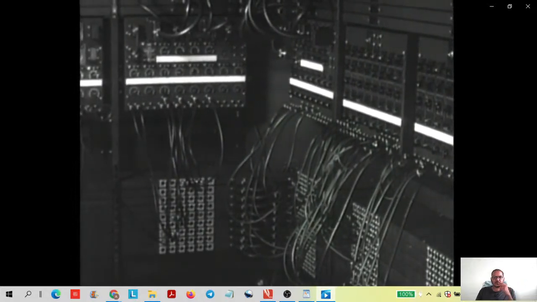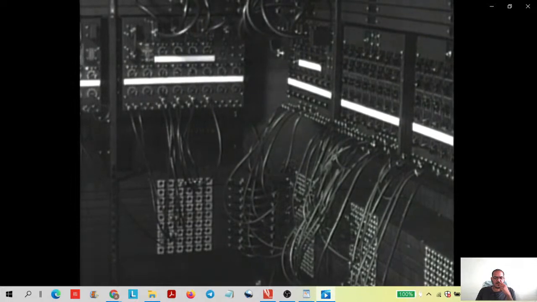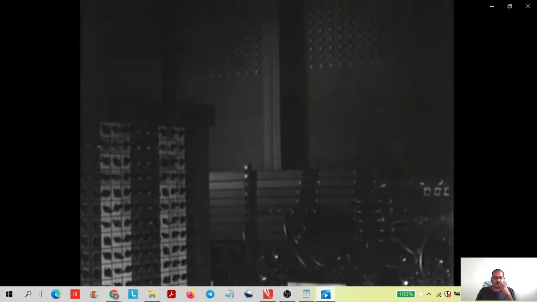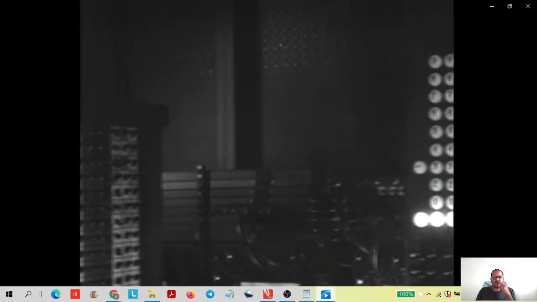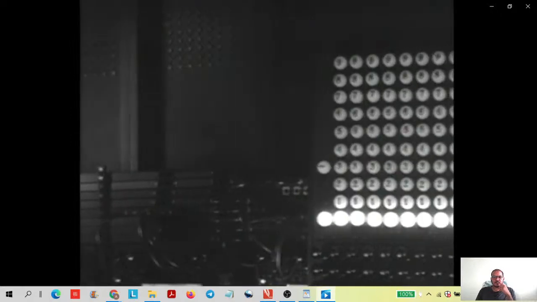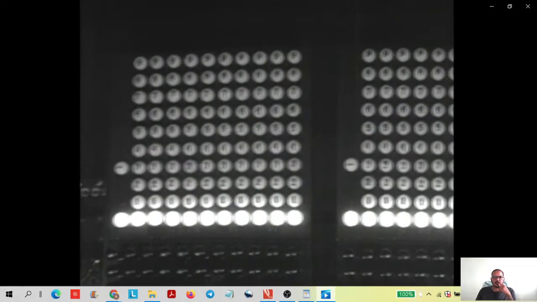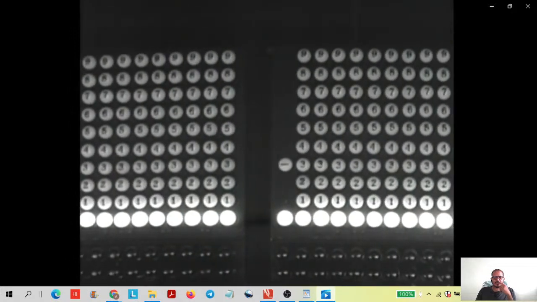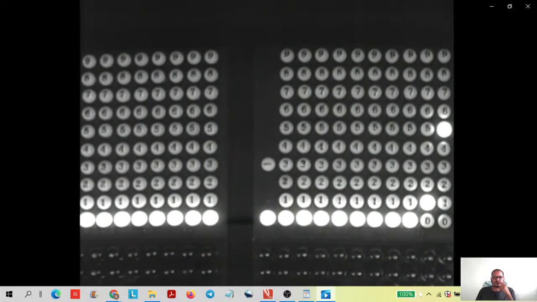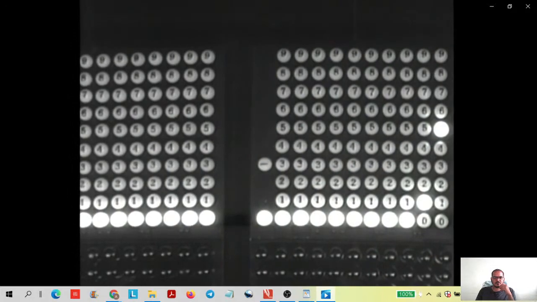The ENIAC had a total of 40 panels and utilized 18,000 vacuum tubes, with 70,000 resistors and 10,000 capacitors. ENIAC also had its own dedicated power lines. To keep the vacuum tubes from overheating, the room was air-cooled.